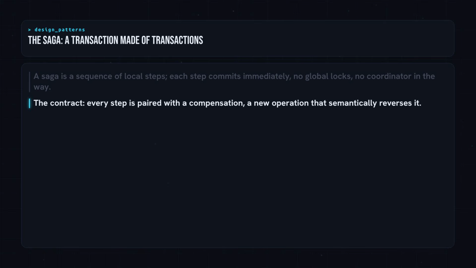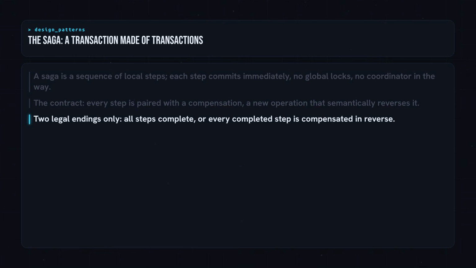Every step in the Saga is paired at design time with a compensation, a new forward operation that semantically reverses it. The compensation for the debit is a credit back to the same account. The compensation for a booked seat is a cancellation. Under this contract, a Saga has exactly 2 legal endings. The happy path, all steps complete. The unwind: some step fails, and the Saga runs the compensations for everything that already completed, in reverse, returning the world to a state that is morally, not bitwise, equivalent to never having started.